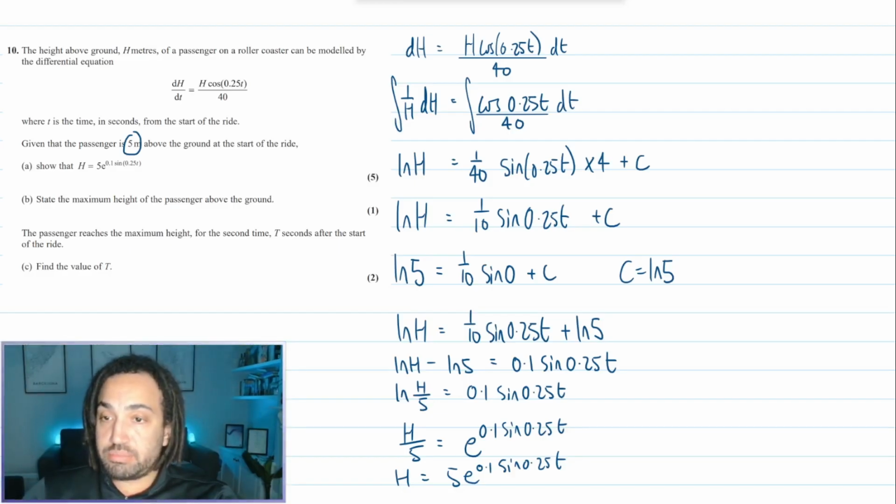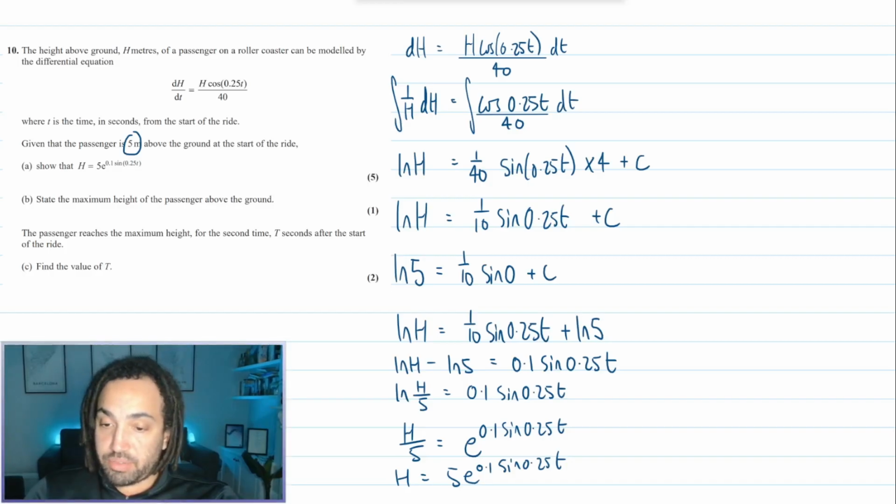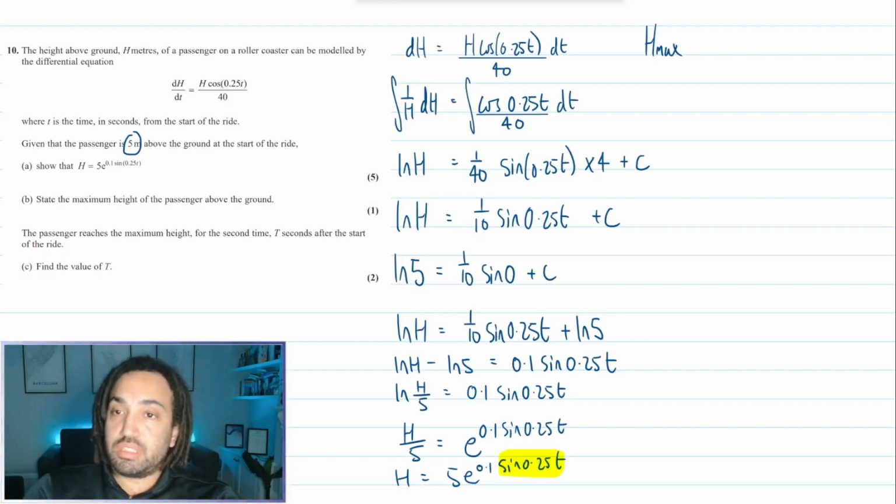Okay. Let's go. Part B. State the maximum height of the passenger above the ground. Okay, so how are we going to find the maximum there? Well, h max is going to occur when, well, this is a sine function here, and the sine function maximum value it can take is 1. So the maximum this could possibly be is 1. So let's set it equal to 1.